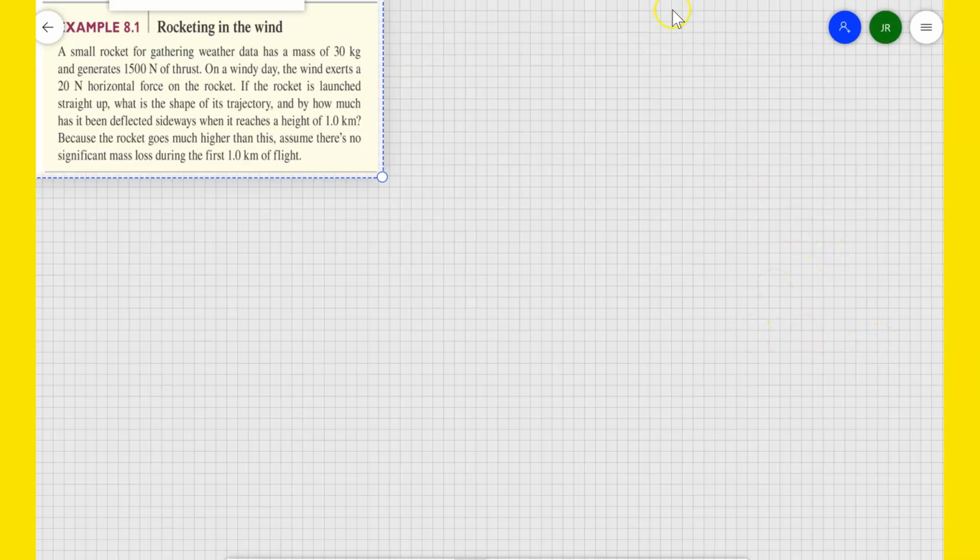All right, example 8.1. A small rocket for gathering weather data has a mass of 30 kilograms and generates 1,500 newtons of thrust. On a windy day, the wind exerts a 20 newton horizontal force on the rocket. If the rocket is launched straight up, what is the shape of its trajectory, and by how much has it been deflected sideways when it reaches a height of 1 kilometer? Because the rocket goes much higher than this, assume there's no significant mass loss during the first 1 kilometer of flight.